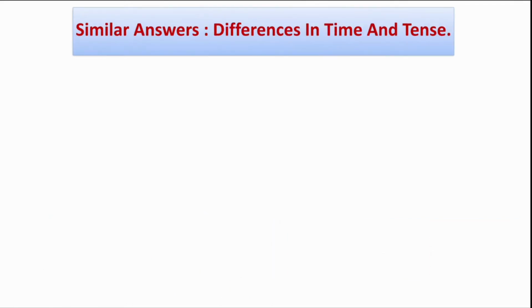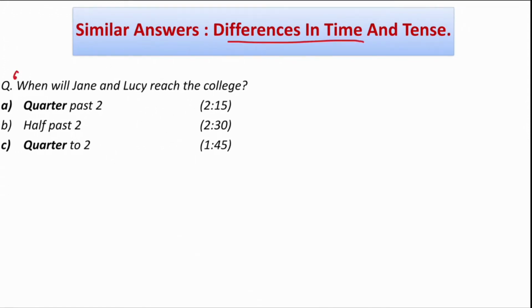Then comes similar answers which have a difference in time or tense. So when it comes to time difference questions, remember one thing, that when always depicts time. And here the question is saying, when will Jane and Lucy reach the college? So the main keywords here will be Jane, Lucy and college.